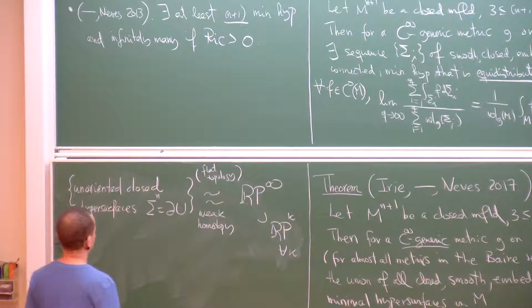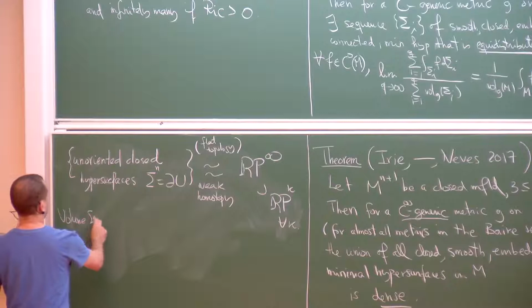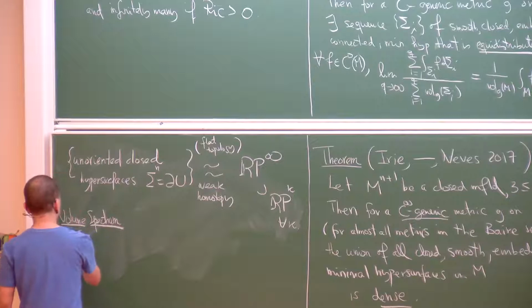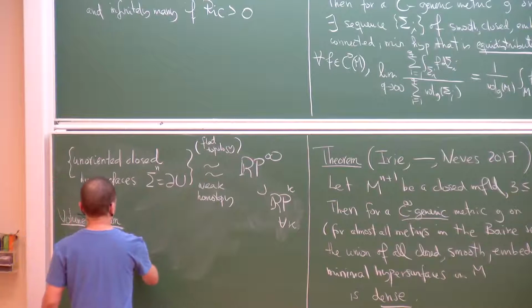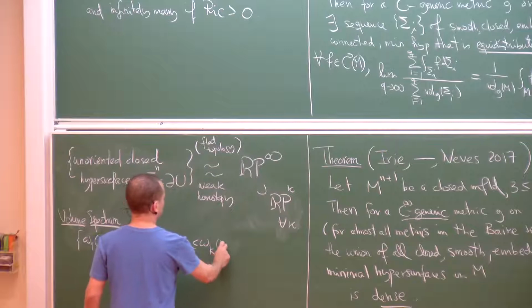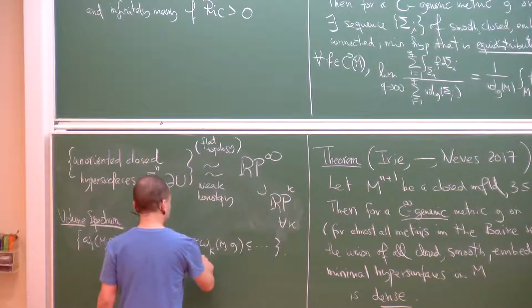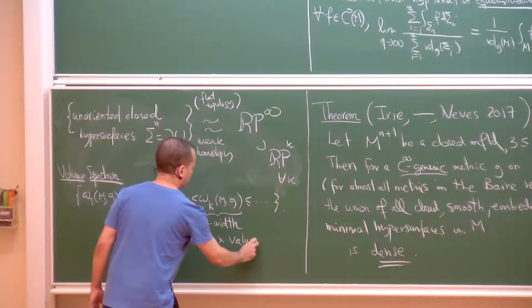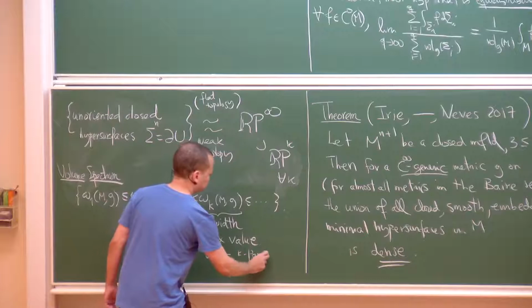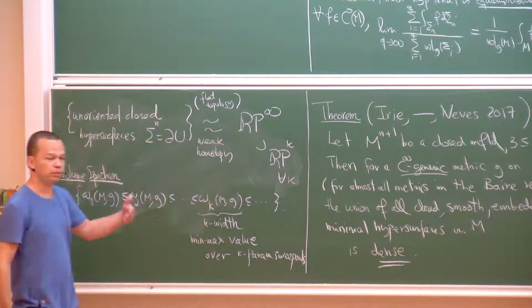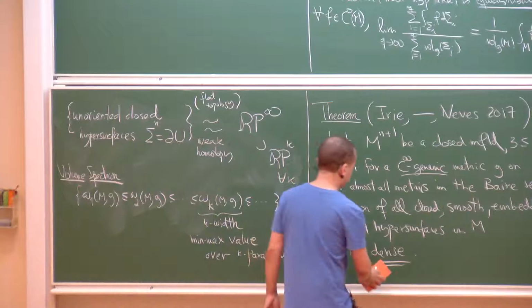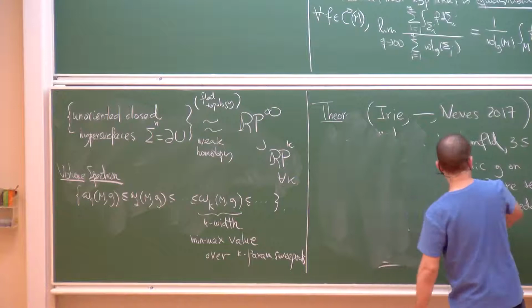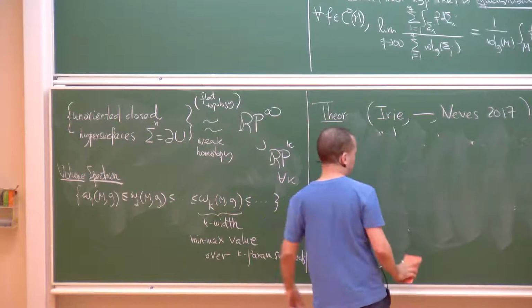So the volume spectrum here is going to be a non-decreasing sequence of numbers. So omega k is called the k-width, and is a minimax value over k-parameter sweepouts. In order to define it precisely, one needs to consider the k-product, but I won't do it here. I did it in the course. So this is the idea. Somehow, this might remind us of the standard spectrum of the Laplacian, where the eigenvalues also have a minimax characterization.